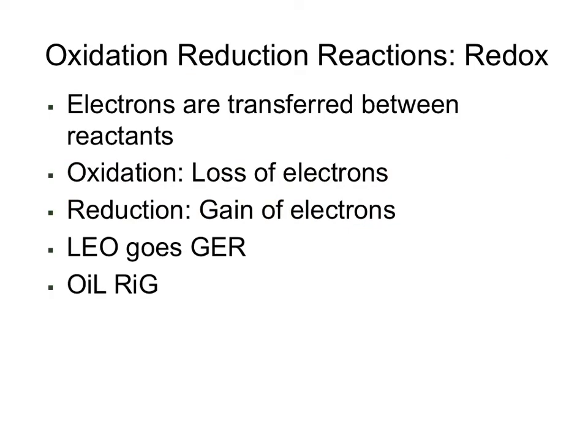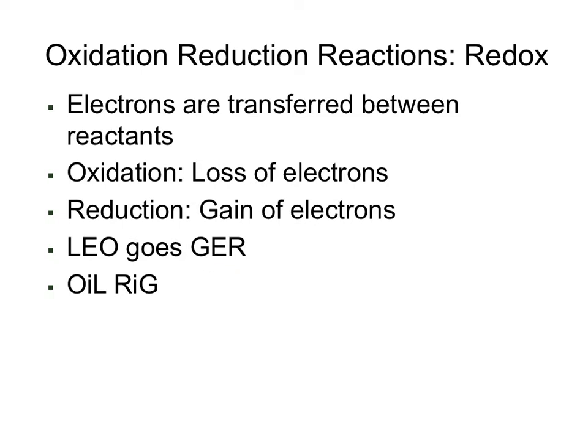In oxidation-reduction reactions, also known by their abbreviation redox reactions, electrons are transferred between reactants. The reactant that is oxidized, that undergoes oxidation, loses electrons, while the reactant that undergoes reduction gains electrons. There are a couple of different ways to remember this. One way is using LEO the lion goes GER. Losing electrons is oxidation. Gaining electrons is reduction.